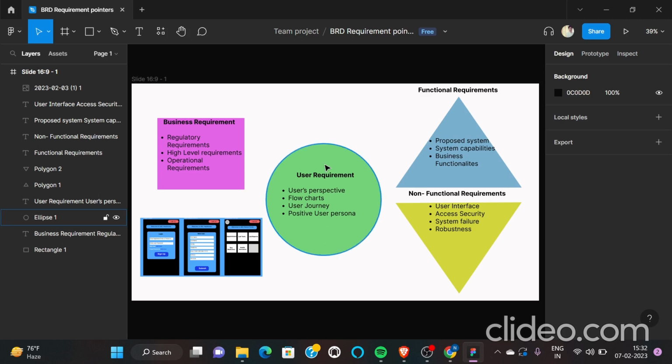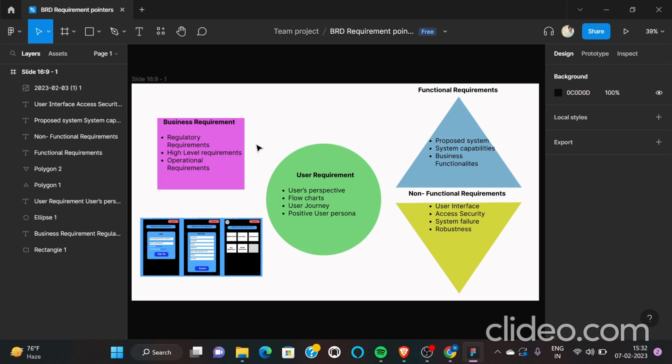In this video, we will cover how to gather the required information and document it for the business requirement. We mainly have 5 areas to cover for designing a BRD. These are the business requirement, the user requirement, the functional requirement, and the non-functional requirements.